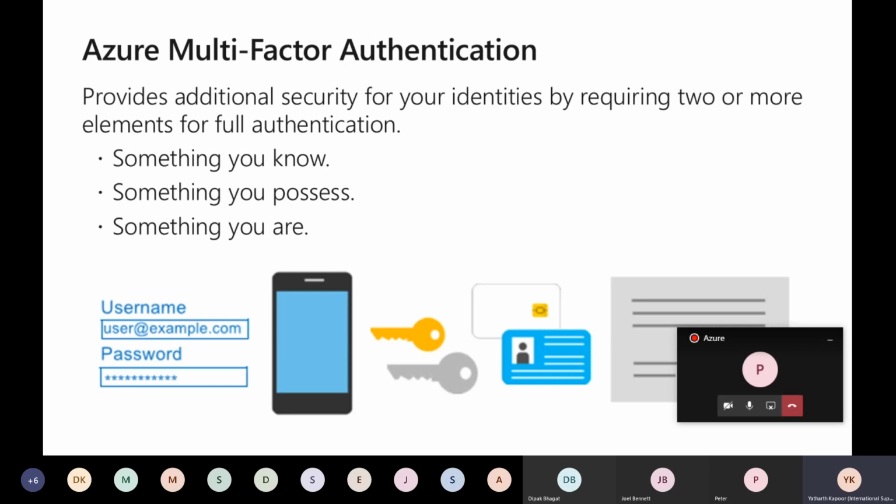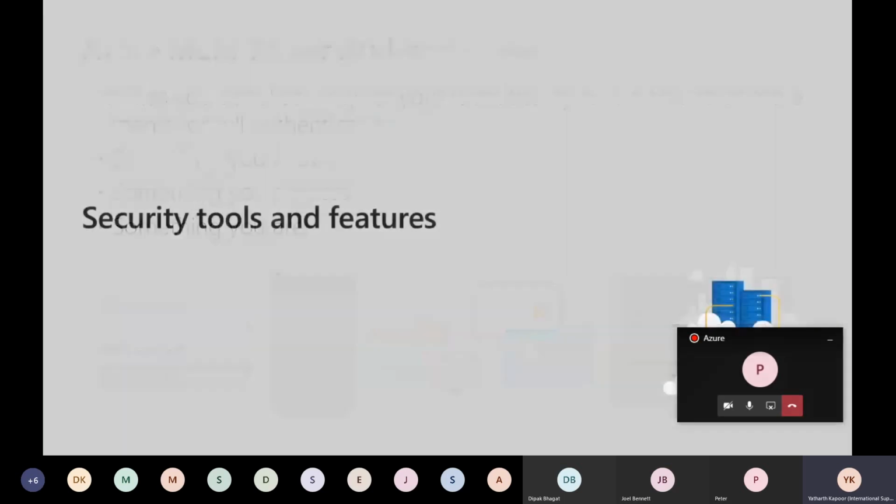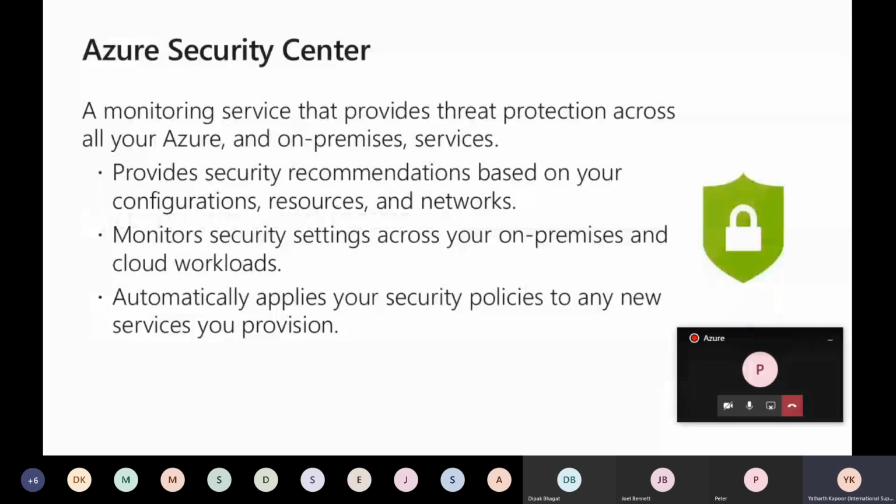And yes, we can do it and we can configure it. Actually, it's not so difficult to configure. Once you are on Azure AD, it's actually a click of a button and you get MFA directly. Nobody has to do anything. So there are some security features on Azure as well. That is called Azure Security Center.